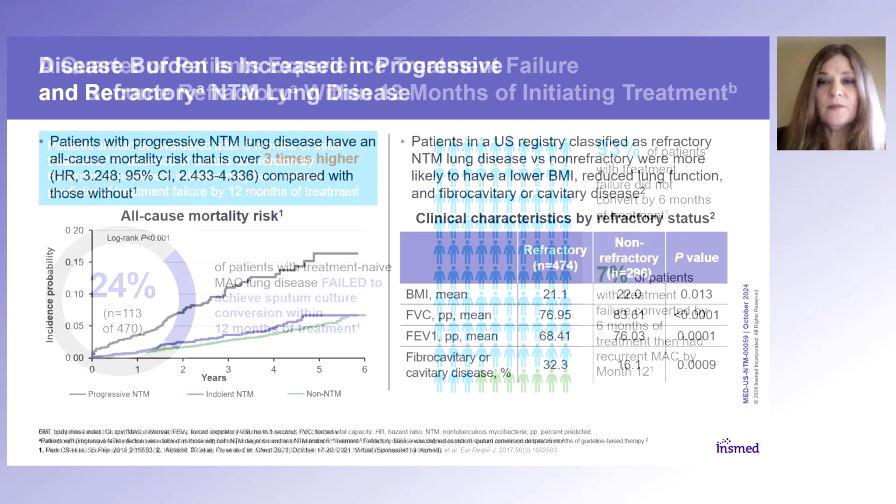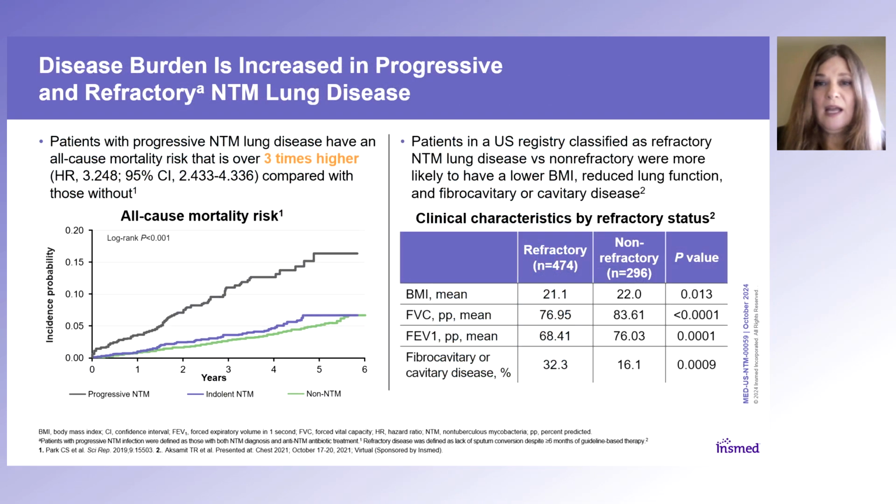treatment. This is important to keep in mind because data suggests that patients with refractory NTM lung disease have an increased disease burden. They are more likely to have a lower BMI, reduced lung function, and fibrocavitary or cavitary disease, and those data are represented here in this table. Also here in the graph on the left side of the slide, you see that patients with progressive disease have an all-cause mortality rate that is 3 times higher than those without progressive disease. So the disease burden is increased in progressive and refractory NTM lung disease.